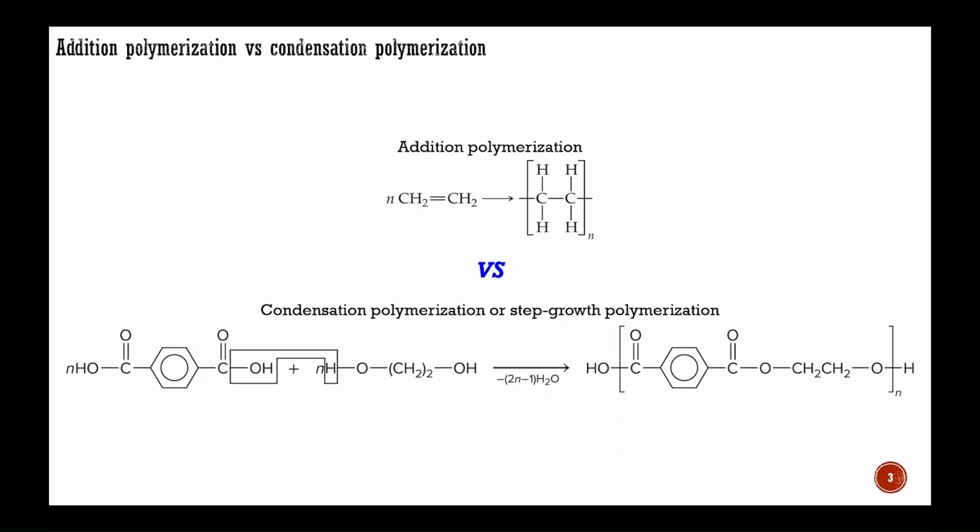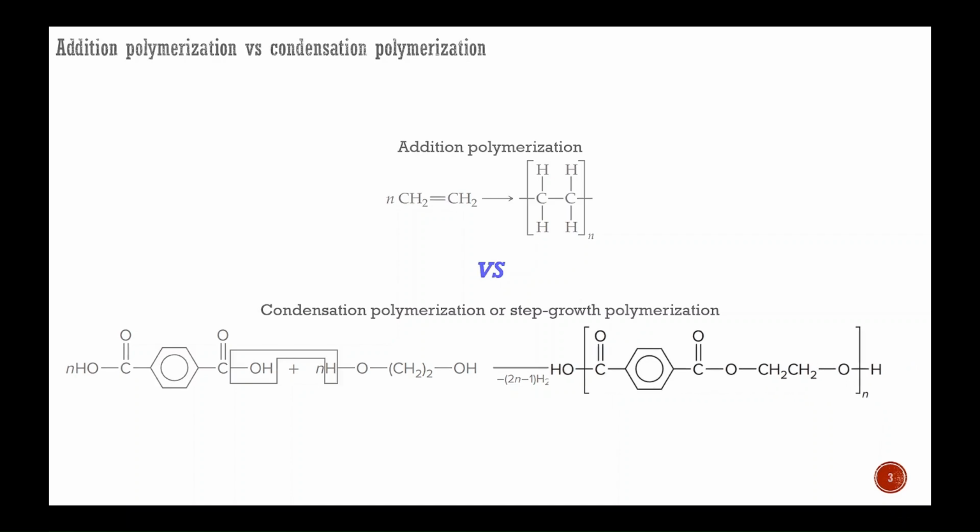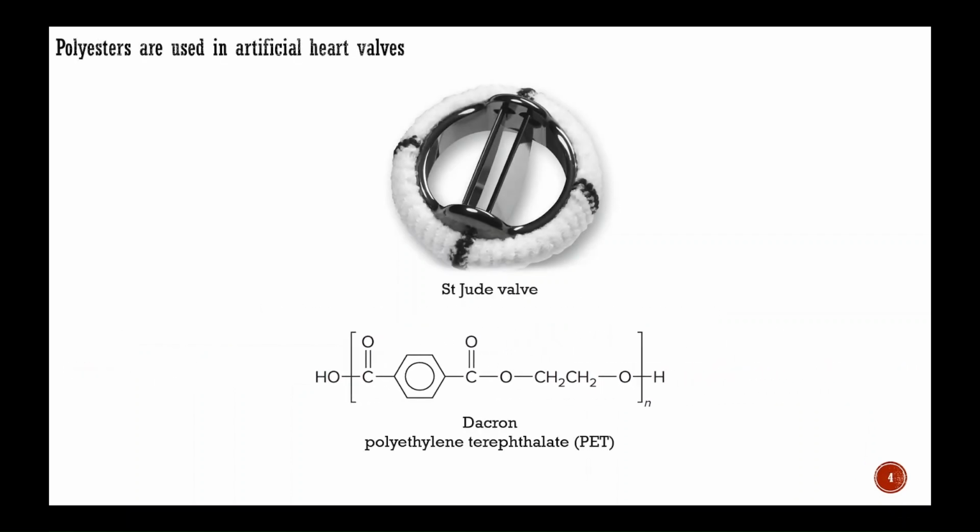This type of polymerization typically employs difunctional monomers, with each new bond being formed in a separate step. Polymers produced via condensation polymerization have incredibly diverse applications, ranging from soft drink bottles to life-saving heart valve components. For instance, a St. Jude valve uses the polyester Dacron to attach it to the surrounding heart tissue. Dacron is DuPont's trade name for the fiber made from polyethylene terephthalate, which is a polyester.